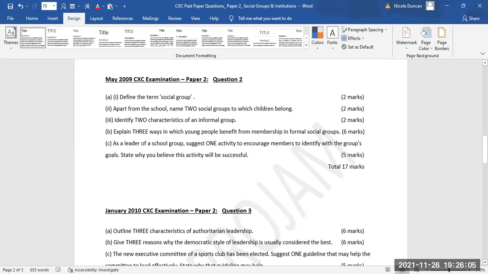Let's look at part B that values 6 marks. Now we're asked to explain 3 ways in which young people benefit from membership in formal groups. How do they benefit from membership in formal groups? So the school is a formal group. Can they benefit from being in a school? Yes, miss. Okay, tell me some ways. They benefit by getting an education out of school.